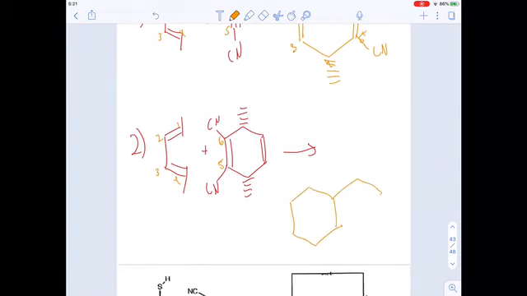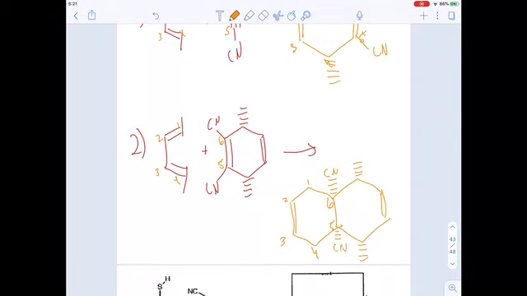So now you're going to get a double ring. I'm running out of space, I'll draw it down here. So now you're going to get a double ring where your methyls are still going to be in the same spot from before. You're still going to have a double bond on this end. You're going to have another double bond between your 2 and 3.